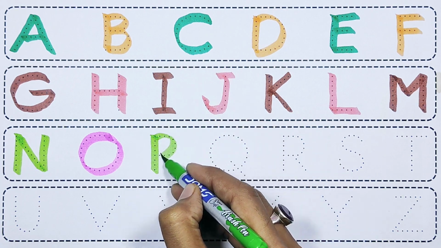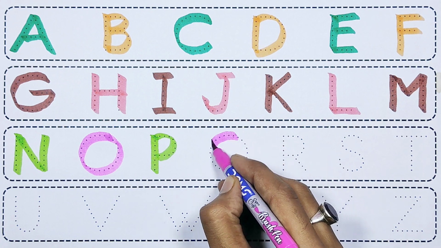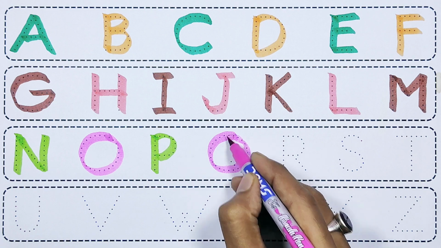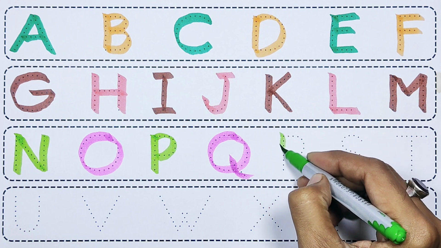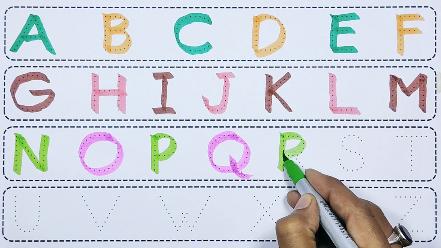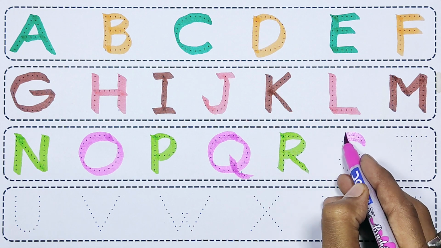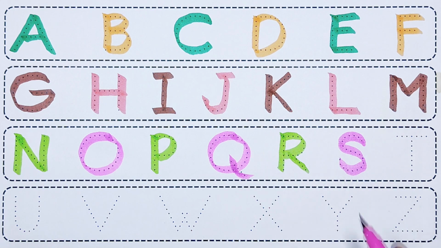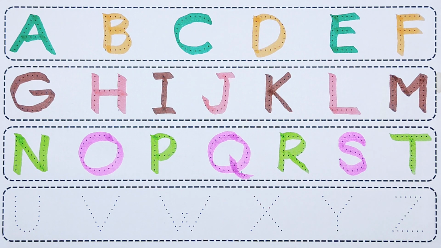P for penguin, P for penguin. Q for queen, Q for queen. R for rose, R for rose. S for sun, S for sun. T for tiger, T for tiger.